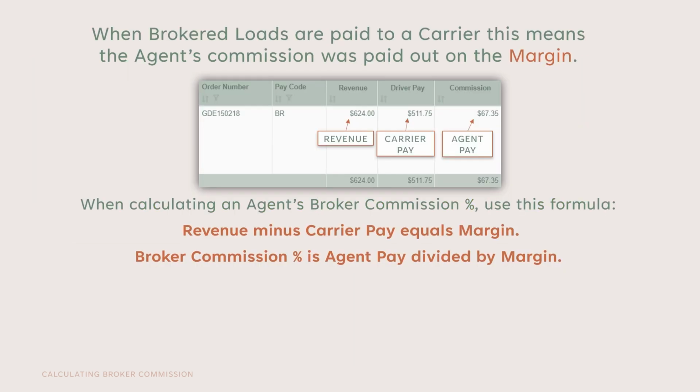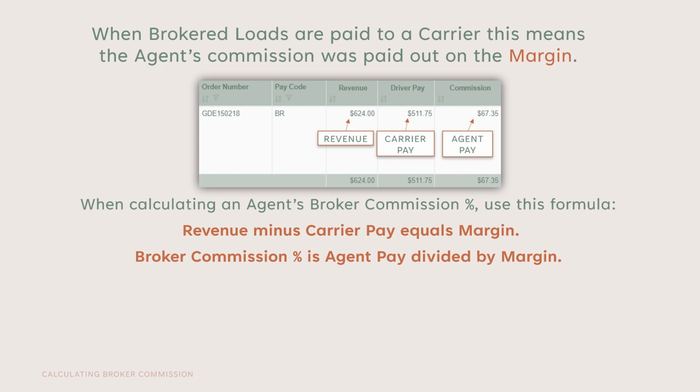When broker loads are paid to a carrier, this means the agent's commission was paid out on the margin. When calculating an agent's broker commission percentage, use this formula. Revenue minus carrier pay equals the margin. Broker commission is agent pay divided by the margin.